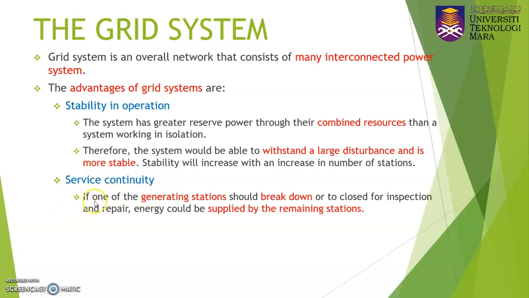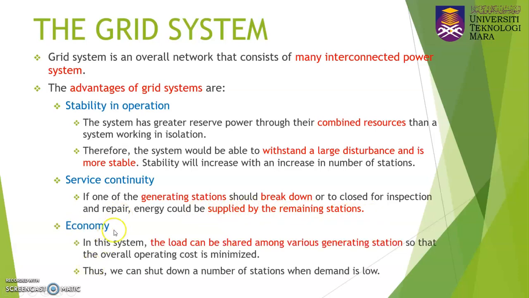So let's say if one of the generating stations has a breakdown or a failure, or you need to close it for inspection and repair, the energy can still be supplied from the remaining stations. So for example, in the grid system, maybe you have three different stations. If one station breaks down, the consumer can still get the energy because we can supply from the remaining stations.